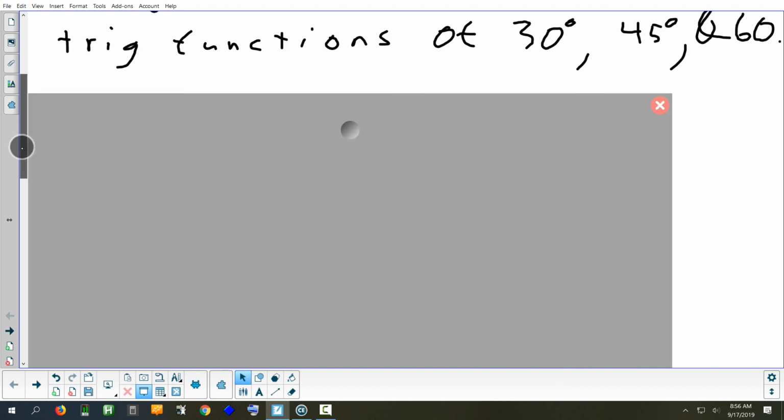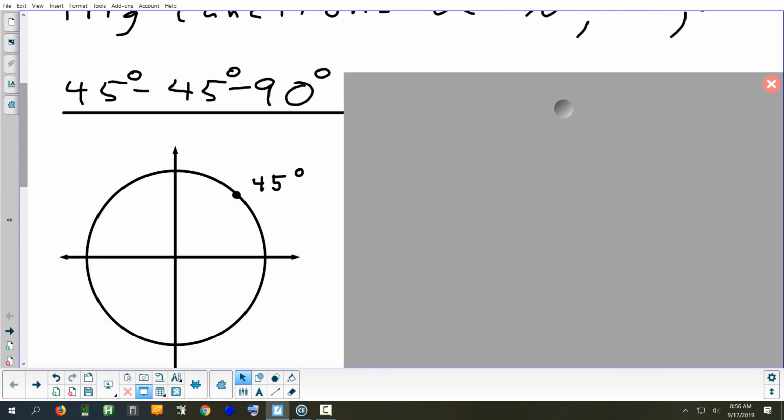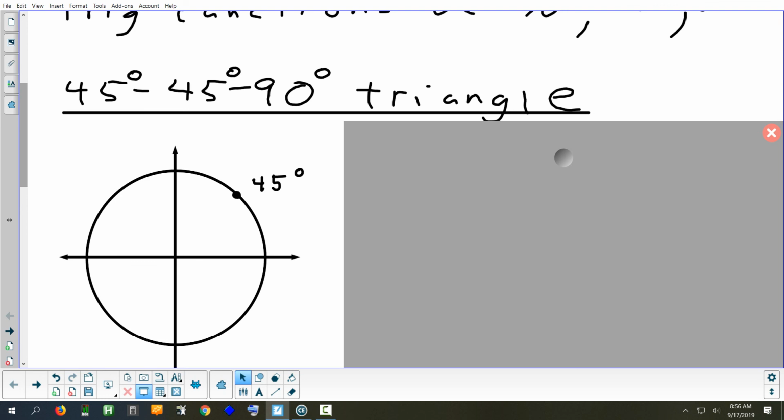All right, so start out with this one. What I've done is I've marked the 45-degree point. 45 degrees is exactly halfway between 0 and 90 on that circle. So the angle we're looking at is right there. Here is our 45-degree angle. Any questions why that's 45 degrees where I put the dot?